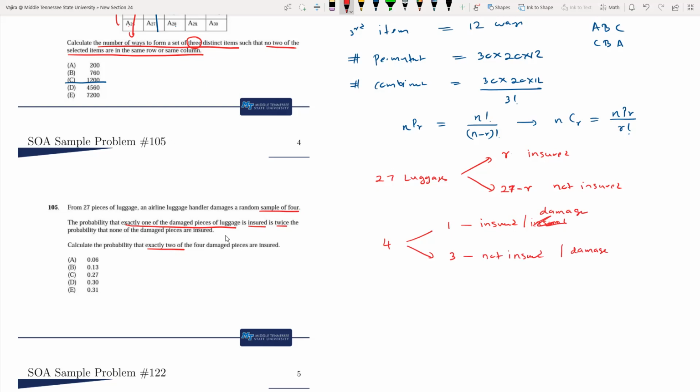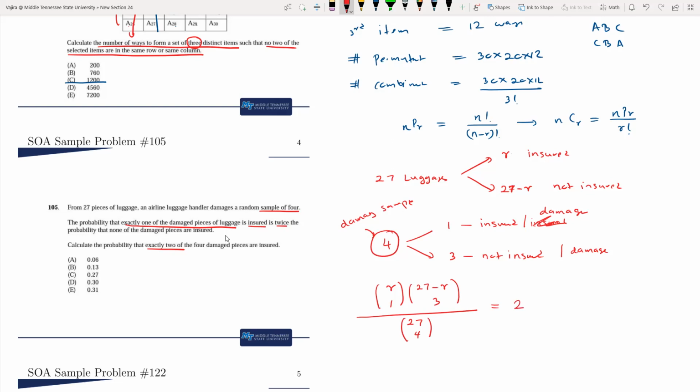So how many ways can we do this? There are R insured items, and we have to choose one to be in that damaged sample. Then how many are left not insured? 27 minus R. Then we have to pick 3, and those 3 are actually damaged but not insured. Then how many ways can you choose 4 items? 27 choose 4. Now this is the same as twice.